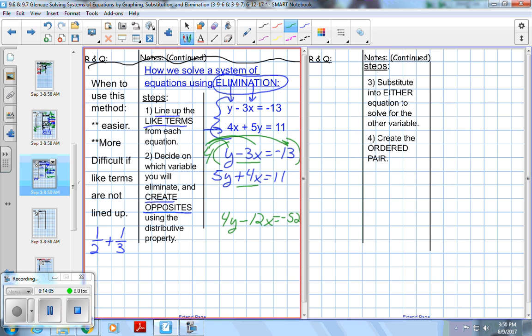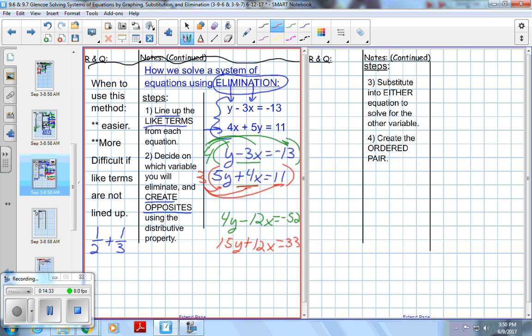Okay. What number do we have to multiply this second equation by so that plus 4x would turn into a 12x? Yeah, you're right. It's the number 3. And we're going to distribute that 3 to every number inside the equation. And we end up with 15y plus 12x equals 33.